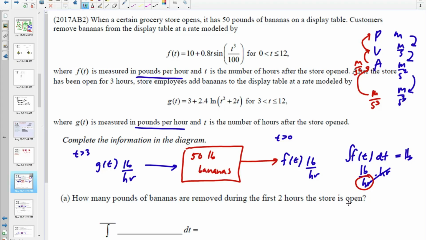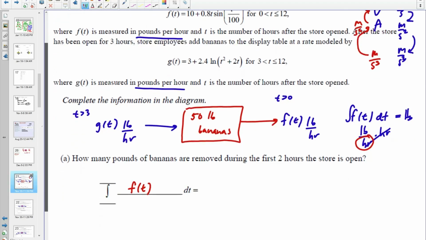Well, which rate talks about the removal of bananas? This rate right here, the f of t. So if we want to find out how many bananas are removed, we would integrate the rate of removal from time 0 to 2, and figure out what this answer is.